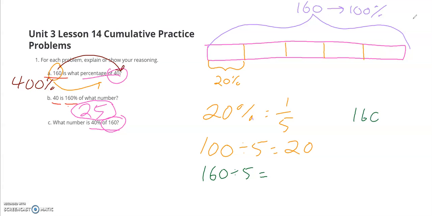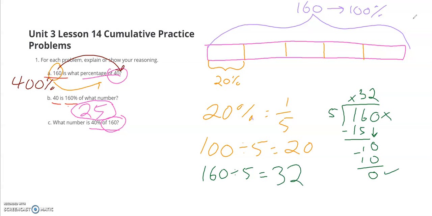160 divided by 5, we can do with long division. 5 does not go into 1. 5 goes into 16 3 times, which is 15. 5 times 3 is 15. We subtract, we get 1. We bring down the 0. 5 goes into 10 2 times. 5 times 2 is 10. We subtract, get 0. There's nothing else to bring down, so we're done. 160 divided by 5 is 32. 32 times 5 is 160.